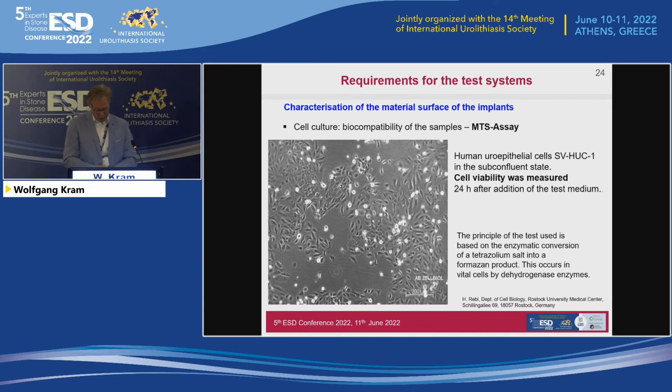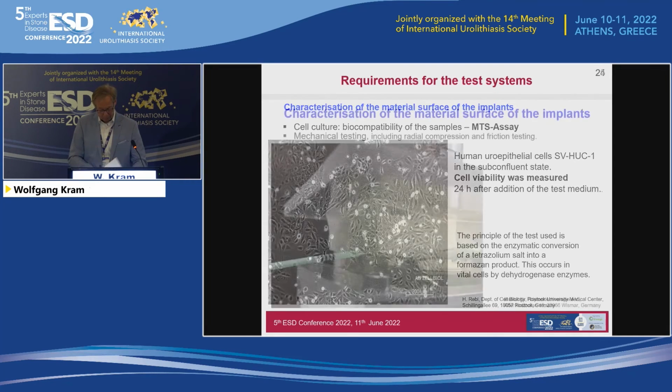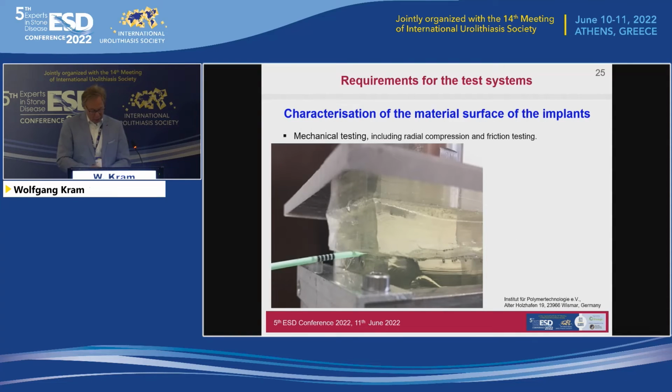And here's an example of the cell culture to characterize the biocompatibility of the implants. The MTS assay is used here to test the biocompatibility of the polymer samples and evaluate viability and cytotoxicity. And don't forget the mechanical testing of the material surface of the implants, including radial compression and friction testing.